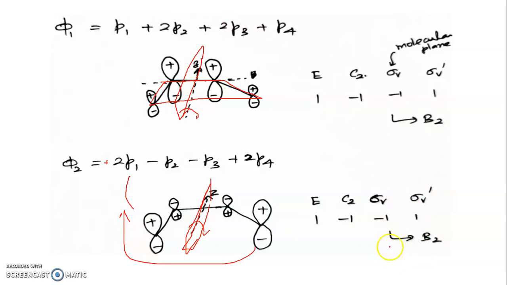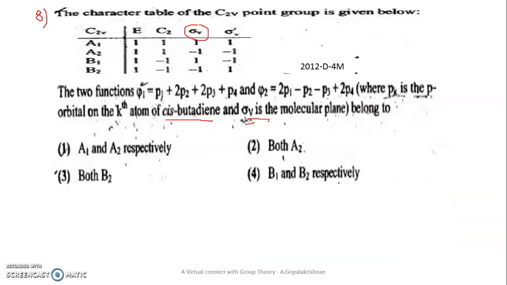Now analyze these characters in the character table. Yes, these characters belong to the irreducible representation B2. So the function phi1 as well as phi2, both functions belong to the irreducible representation B2 of the C2v point group, right? So the correct option is, since both belong to B2, the third option. Yeah. See question number 9.